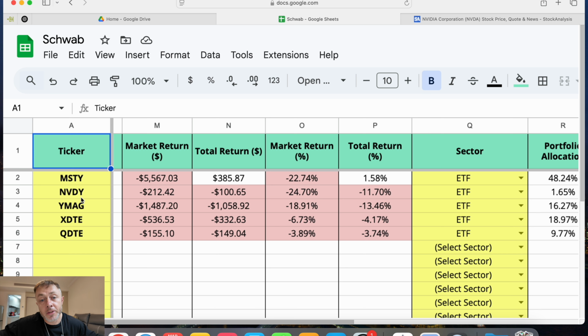What else? I got rid of Coney. I sold Coney because Coinbase just has way too many junk cryptos. I wouldn't call it a meme stock, but it is kind of like a meme stock in a way. And it doesn't really follow the price of Bitcoin.